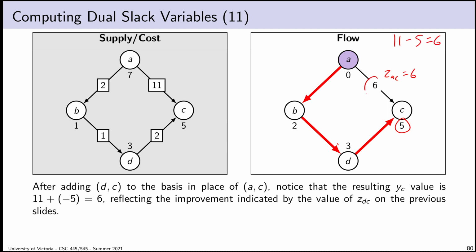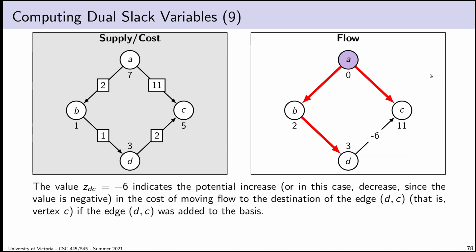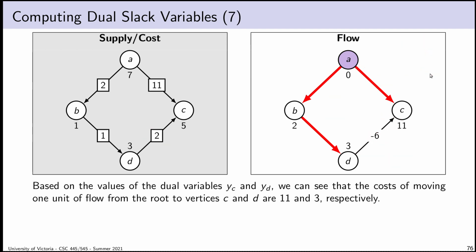What this is telling me, because this is positive, is that if I were to use this arc instead, it would cost me 6 units more to transport flow to C than if I used my basis. It's a way of telling me that there's no reason I should put this arc in the basis, because it costs less to use the current basis. Conversely, if I'm back at this situation here, where I have a negative value as one of my dual slack variables, what that's telling me is that I could save 6 units if I want to transport flow to C, by putting this arc in the basis instead of whatever's already getting me to vertex C in the basis.